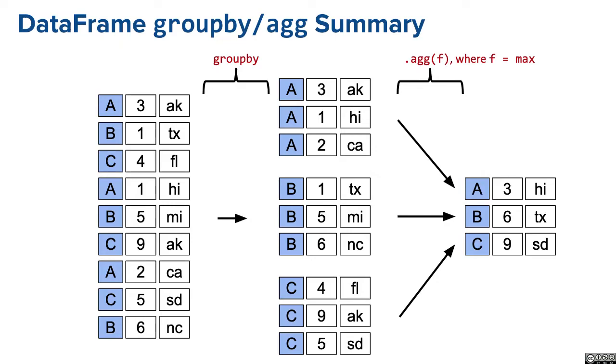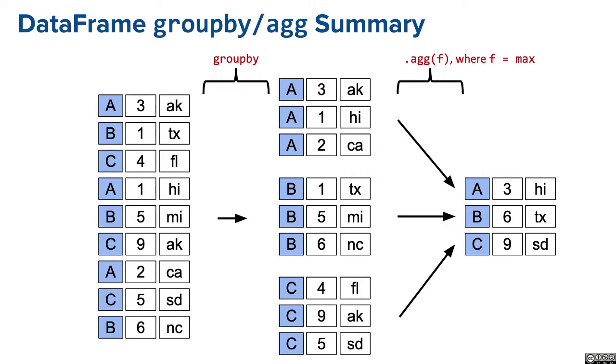Okay, so we have here 3 and AK. This is the first row. We have here 1 and high. This comes from this row right here, which has A for this particular column. So on and so forth. Okay, so we have one group at the top, one group in the middle, one group at the bottom.